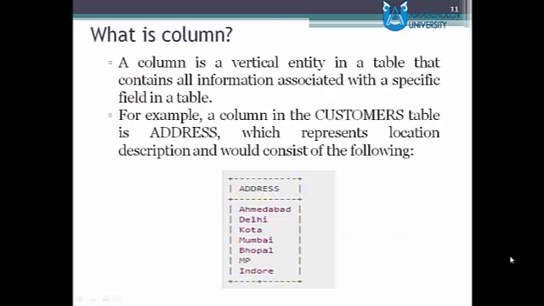What is a column? A column is a vertical entity in a table that contains all information associated with a specific field in a table. For example, a column in the customers table is address, which represents location description and would consist of the following: address, for example, Ahmedabad, Delhi, Kota, and so on.